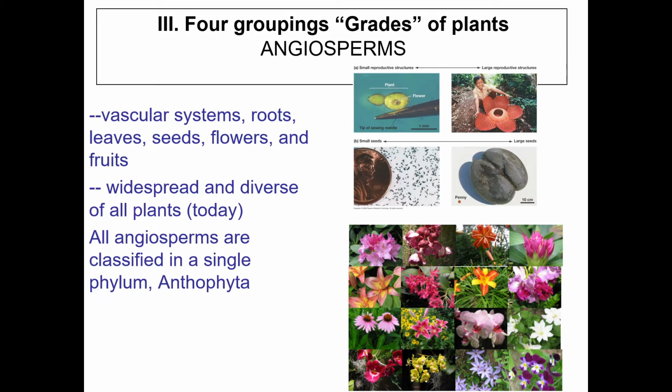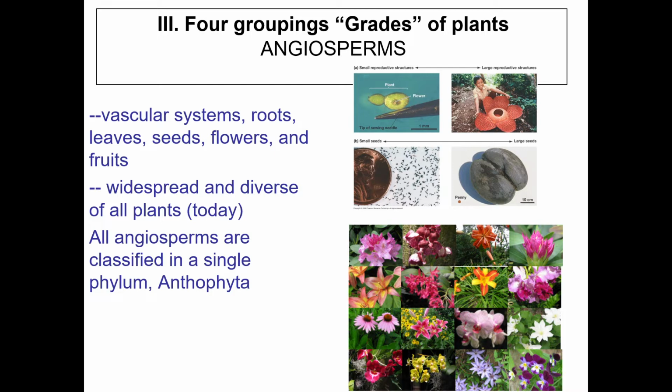In the last lecture we talked about the first three of the four groupings of plants. As you recall, the non-vascular plants, the seedless vascular plants, then the gymnosperms, and now we are here at angiosperms, the last grouping, and we're also going to touch a little bit on flowers and fruits.